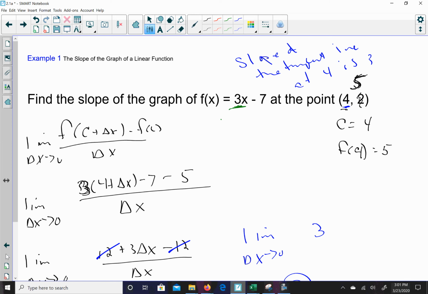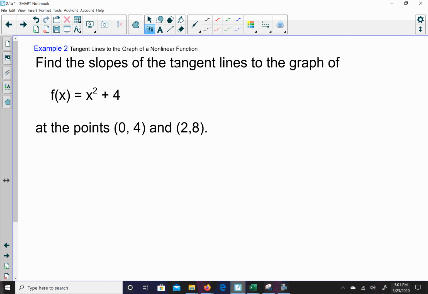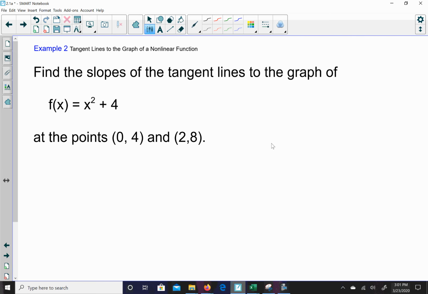So moving on to the next one. We want to find the slope of the tangent line of the graphs at these 2 points, (0, 4) and (2, 8). So I'm going to stick with the same formula that I just used. I'm going to take the limit as delta x approaches 0 of f of c plus delta x minus f of c, all over delta x.